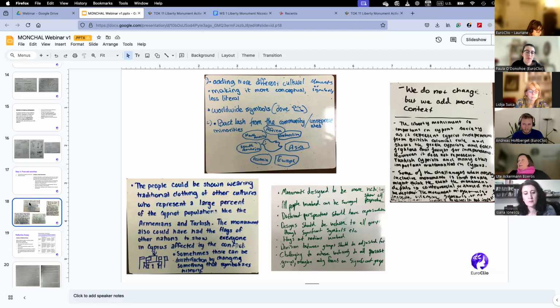What I like here is this idea that so many different groups were not at all represented, like the Armenians, for example. It's somewhere here, we have the Armenians, the Maronites. Most of these groups have not been represented in this monument. Then we do not change, but we add more context. So we have students thinking about how they could maybe modify the monument to make it more inclusive.